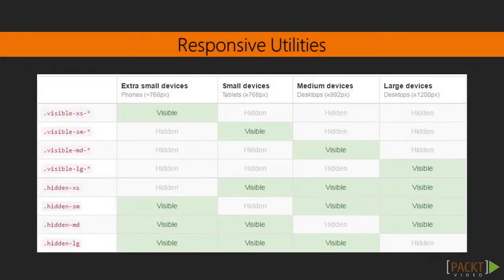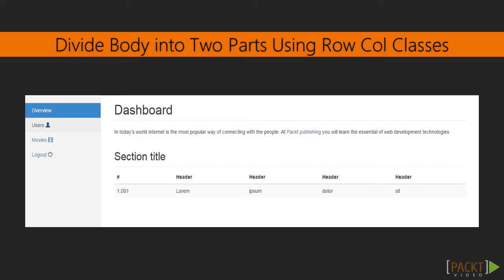These are some utility classes which is used to hide and show the UI components. In Bootstrap, screen widths are represented by large, medium, small, and extra small. We can use visible and hidden classes to hide and show the components on different screens. For example, visible medium means we want to show the UI on medium screens. Hidden medium means hide this UI on medium screens. Let's start modifying our application.